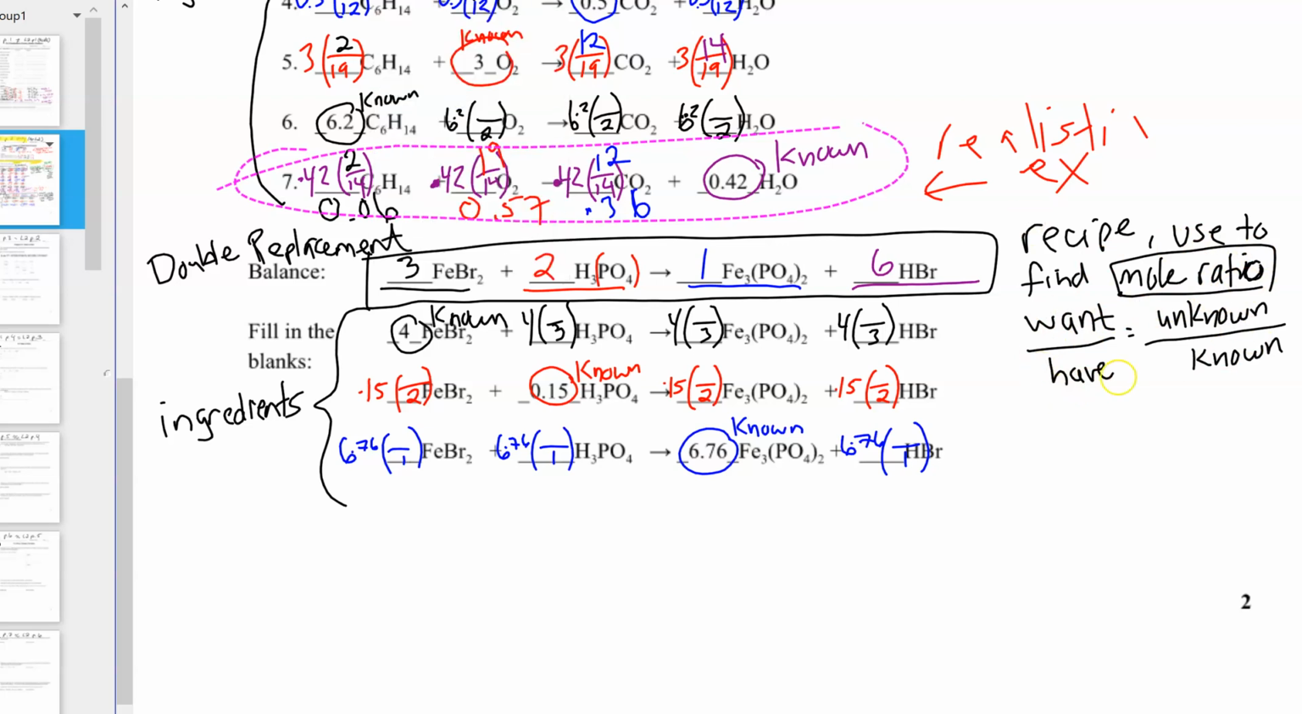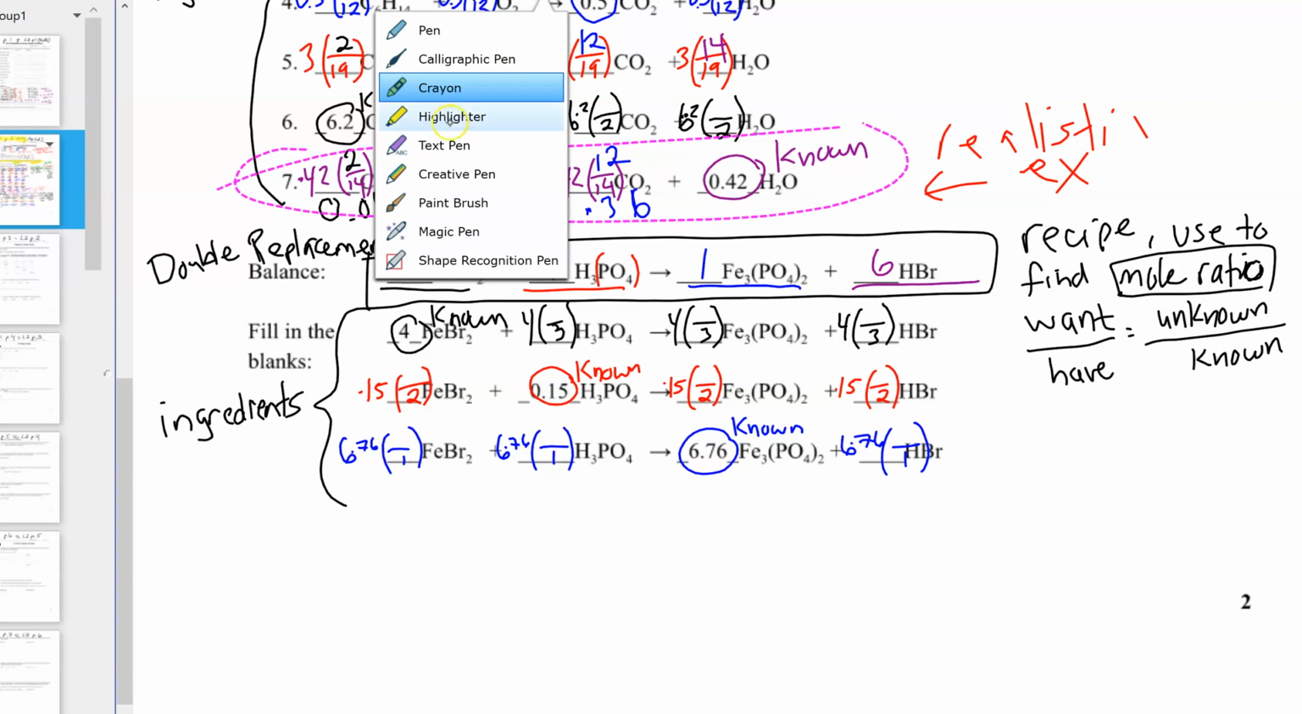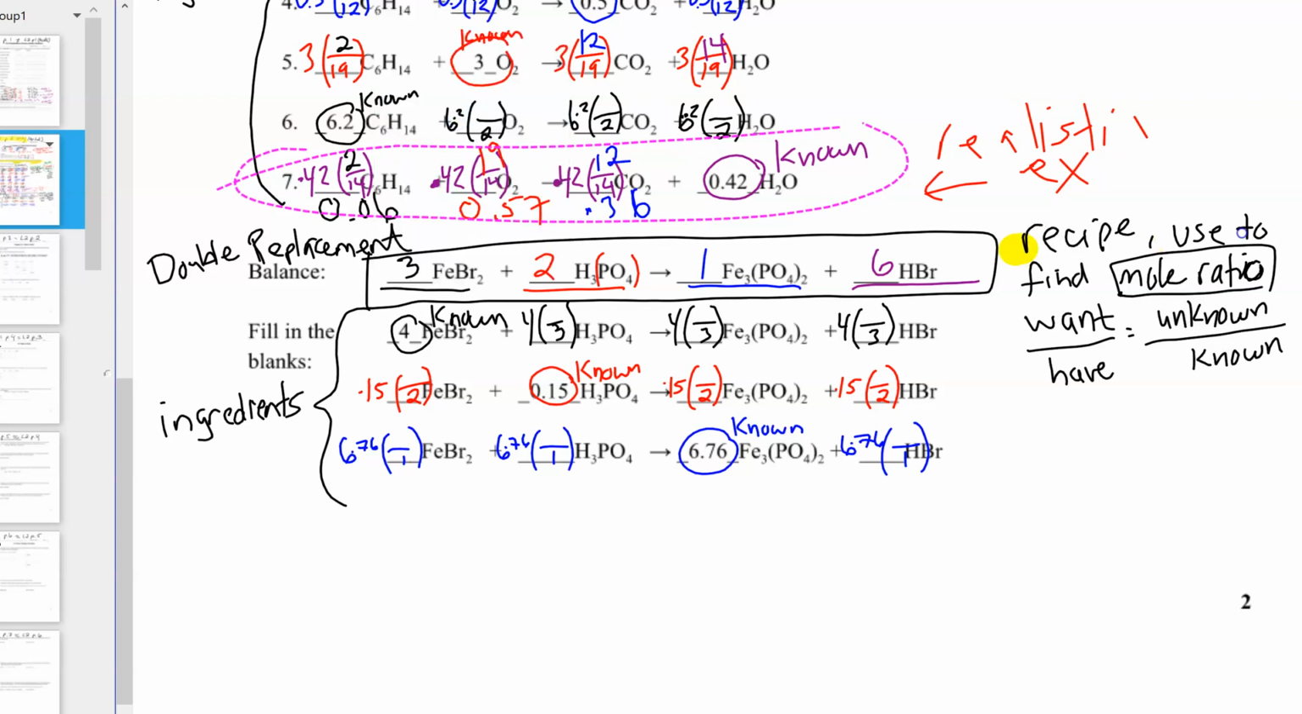If you haven't, just put, oops, I'm struggling with a smartboard again. You shouldn't be surprised by that. So I would just highlight this, write it on your paper. You don't want to forget this, okay? So the mole ratio is the want over the have, or the unknown over the known. So let's go in and fill in these last few blanks together. So on the first example, here's a list of the ingredients we have. Here's the recipe that's calling for the ratios.